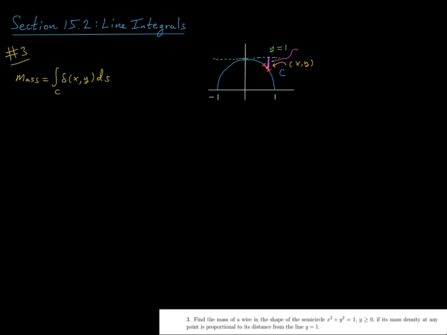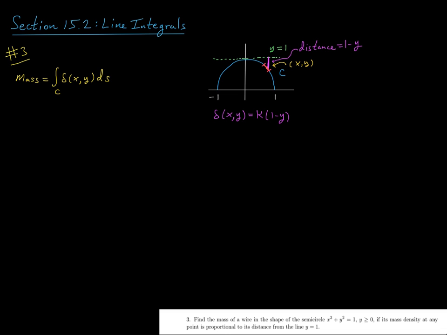Well, this distance here would just be 1 minus y, right? Because the distance from our point to the x-axis is y, so this would just be 1 minus y. So then what is our density function? Well, delta, since it's proportional to this distance, will equal k, for some proportionality constant, times this quantity, 1 minus y.